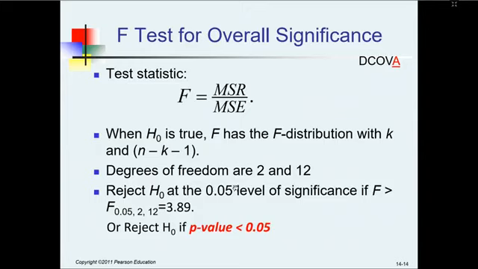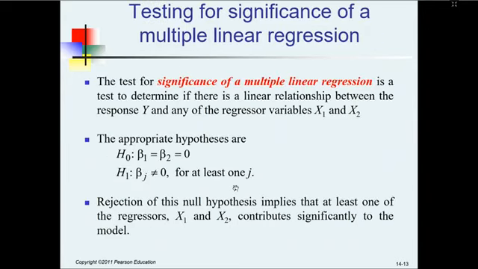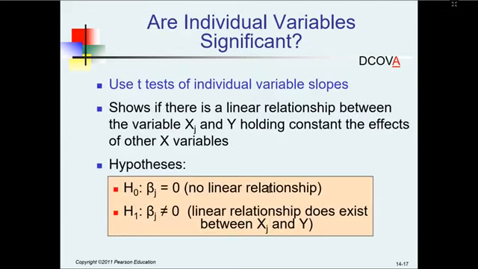In our hypothesis, when H naught is rejected, what it means practically is that either price or advertising, or the two of them, are contributing significantly to the prediction of sales. We can test the significance for each of the independent variables.